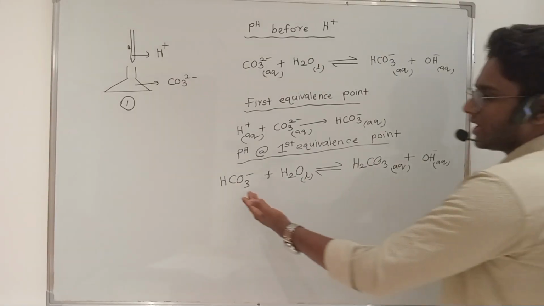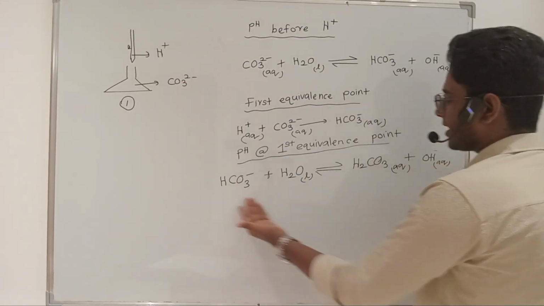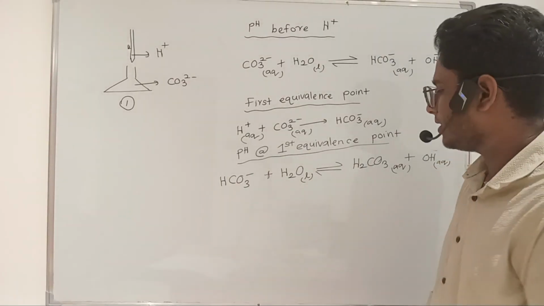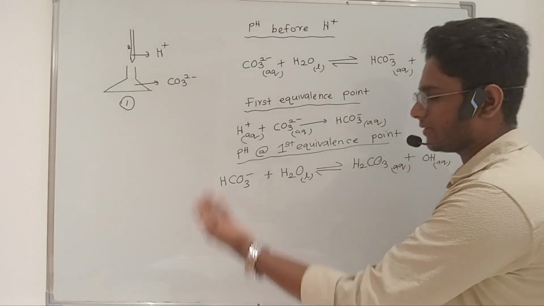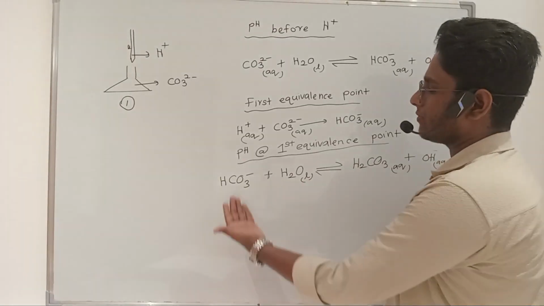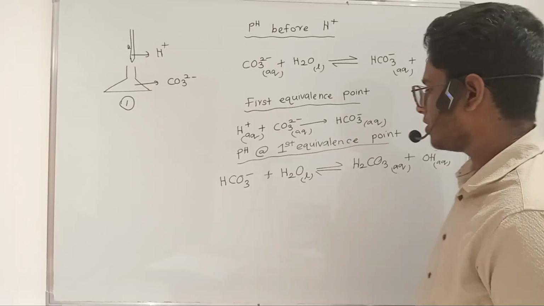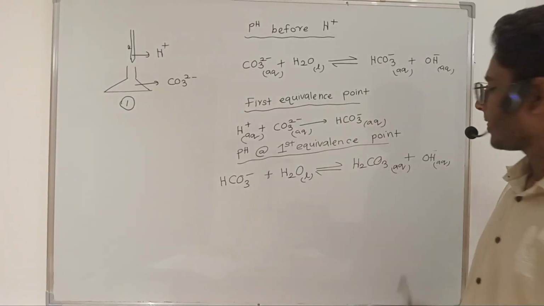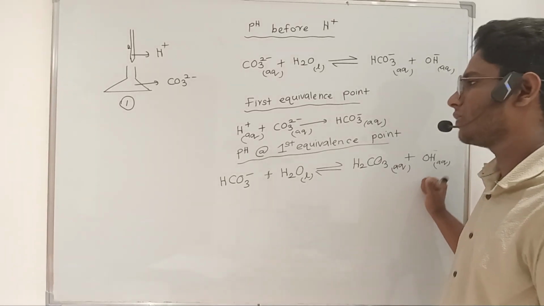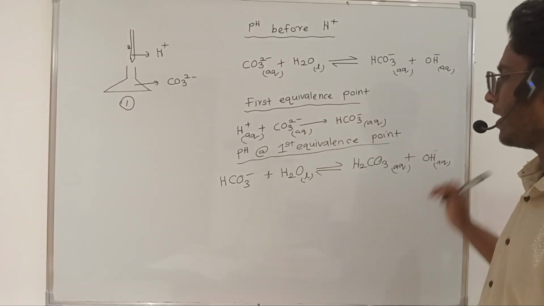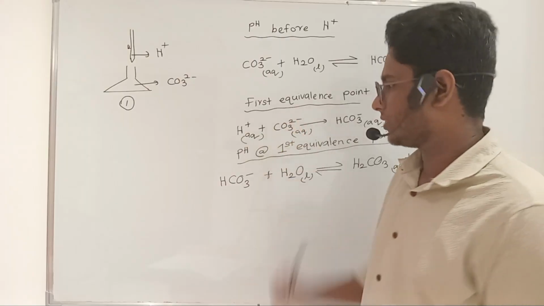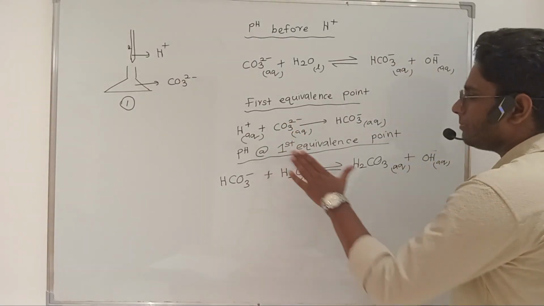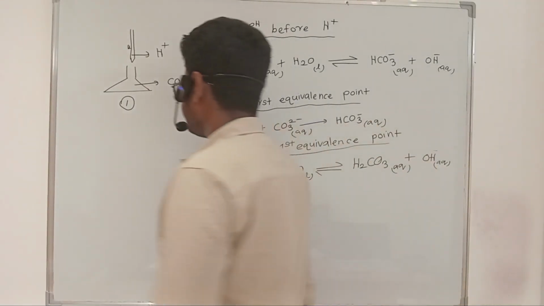So this is Kb2. This reaction is regarding Kb2, right? If you know the value of Kb2, you can find the concentration of bicarbonate also. So using the Ostwald dilution law, you can find the concentration of OH minus, and if you know the concentration of OH minus, you can find pOH, and if you know pOH, you can find pH. So that's how you will be finding the pH at the first equivalence point.